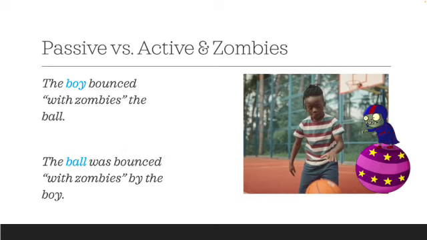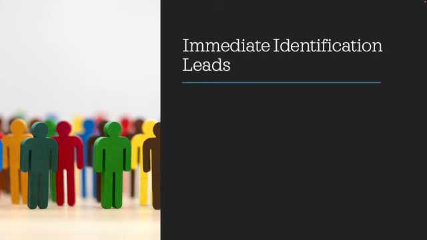The ball was bounced with zombies by the boy. Still sounds a little weird, but it works as a sentence. The ball was bounced with zombies by the boy. So you see how the passive here, we figured it out by putting "with zombies" after the verb. Okay, so you might try that with a couple sentences and just see how that treats you. If it's helpful to you, then great.